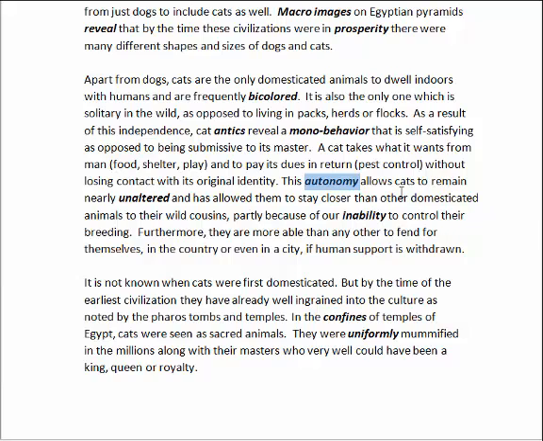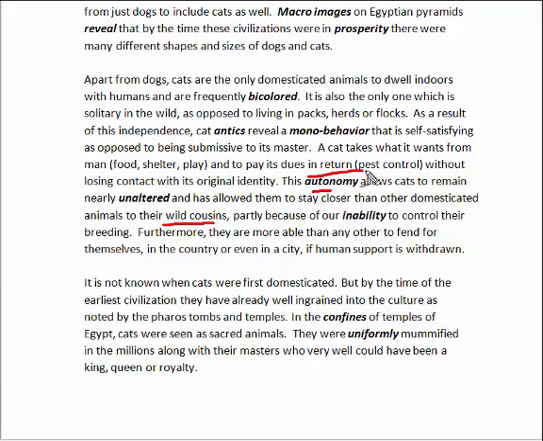And what does it say? We read the surrounding area. Let's go ahead and get that red pen out here. Underline this. Start with the sentence. This autonomy allows cats to remain nearly unaltered and allow them to stay closer to their domesticated animals, just like their wild cousins and stuff.